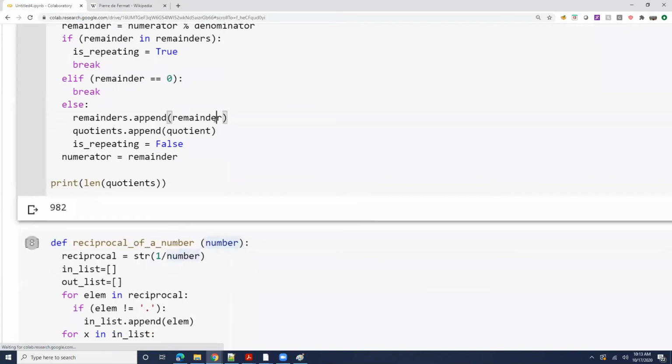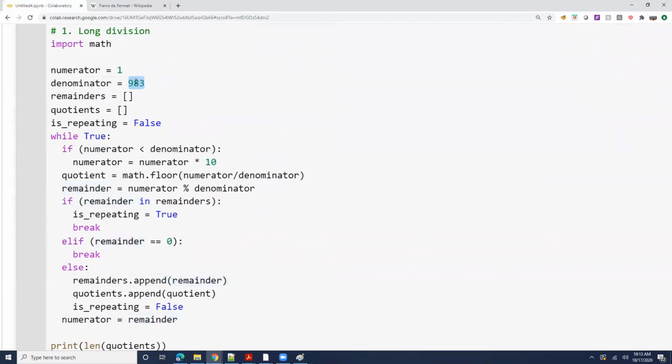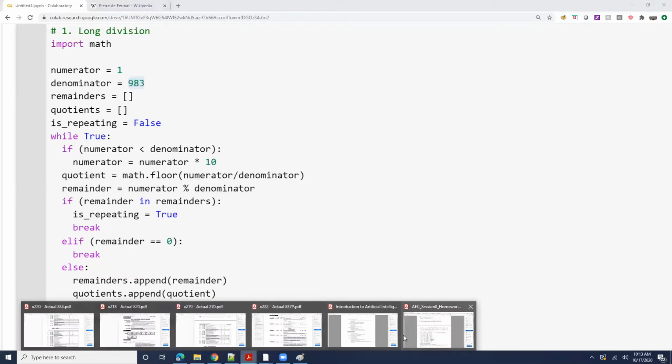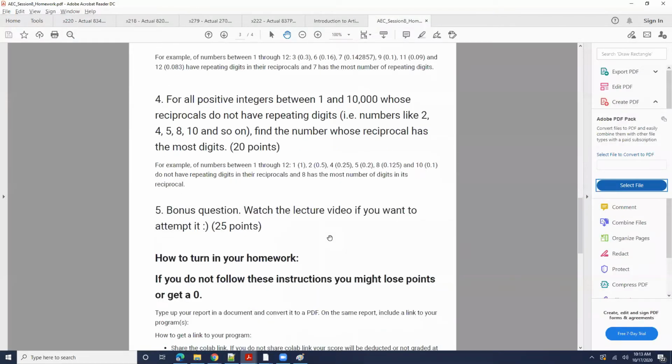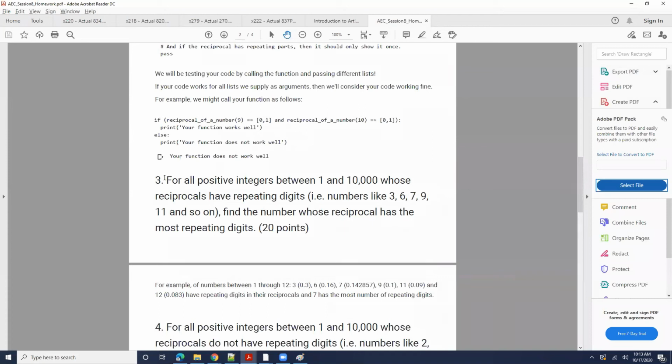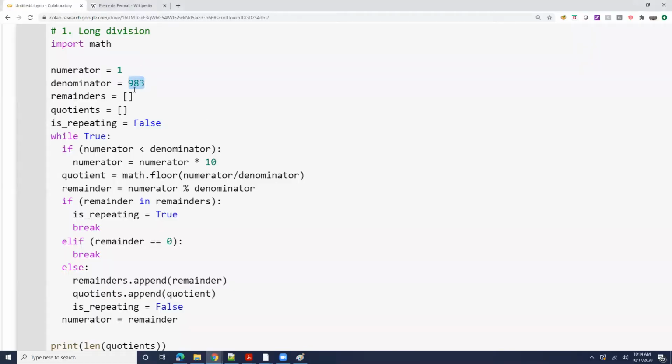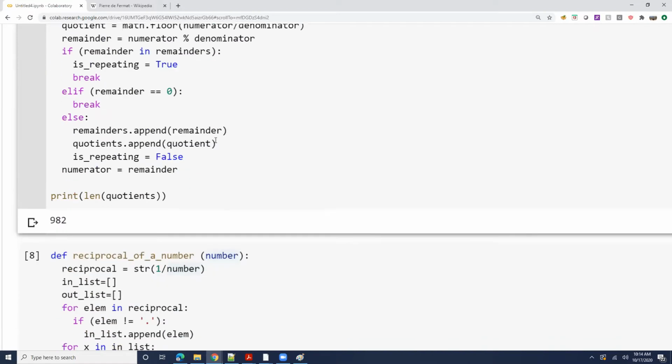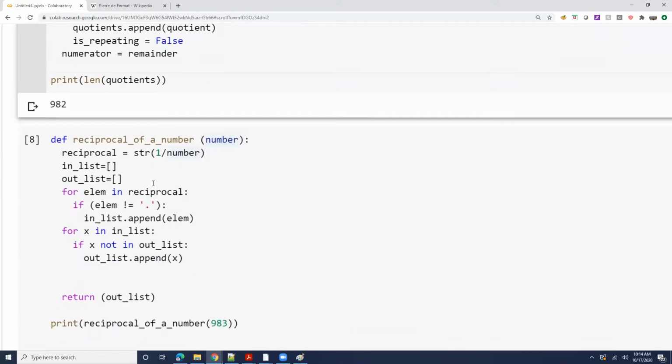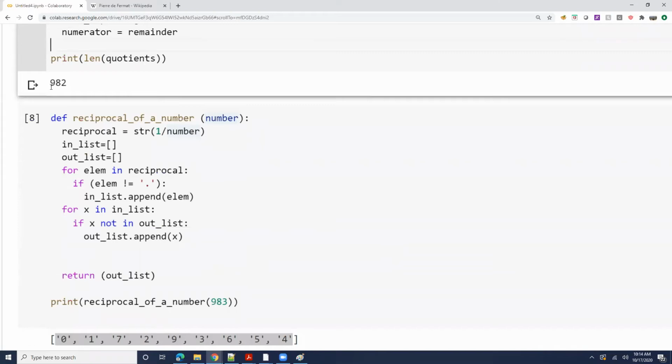So this is the question. Now obviously, why did I choose 983 in the previous answer? The next question in the homework was: for all positive integers whose reciprocals have repeating digits, find the number whose reciprocal has the most repeating digits. I almost gave away the answer. 983 is the answer for 3, absolutely. That's why I was testing with that number. So the reciprocal for 983 has 982 digits, and after that it repeats.